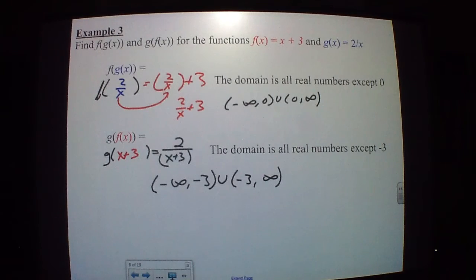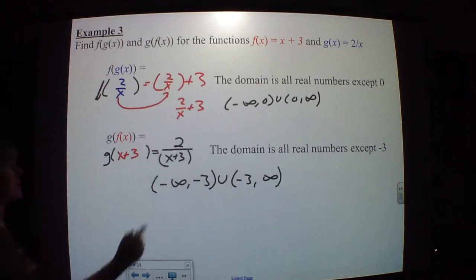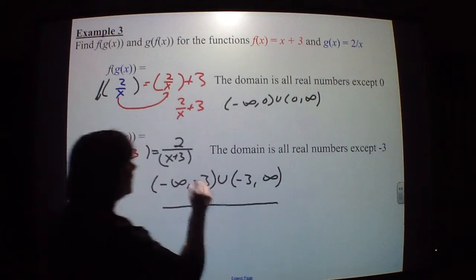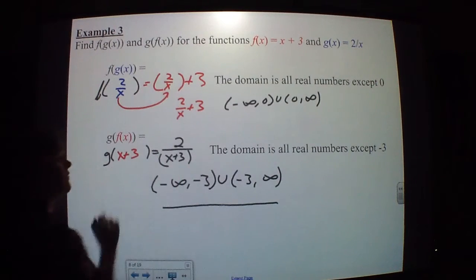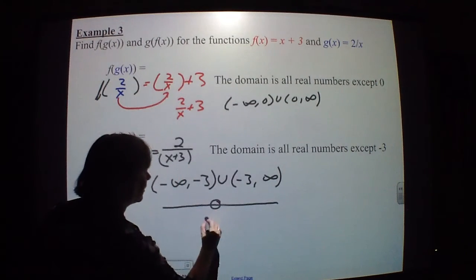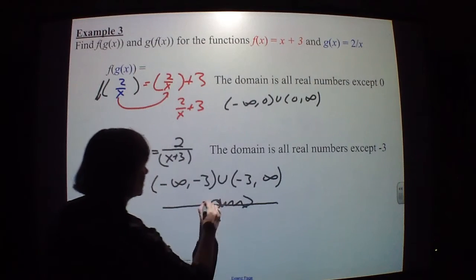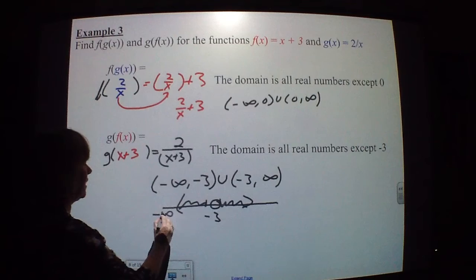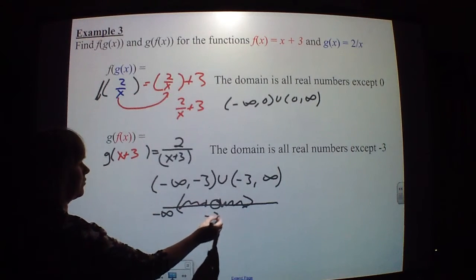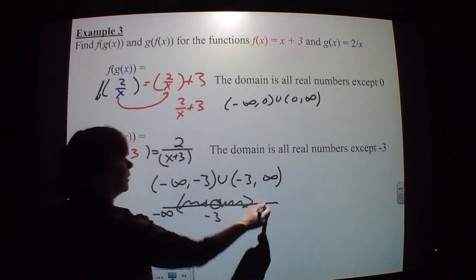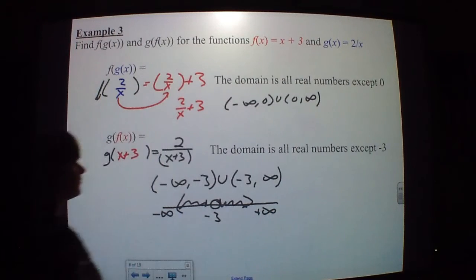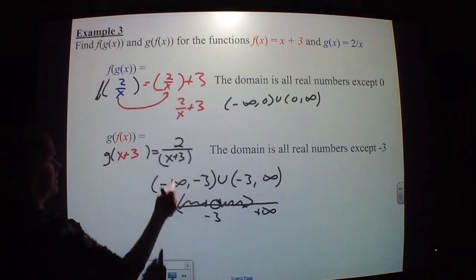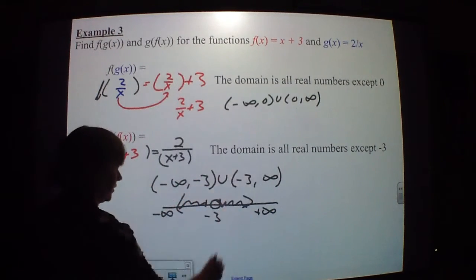And if you have trouble getting the interval notation, here's the easiest way to do it. I would think that you could graph all real numbers except negative 3. That's what it looks like. Now look at this from left to right. It goes from negative infinity, a break at negative 3, starts again at negative 3, to positive infinity. So that's how you do negative infinity, negative 3, union, negative 3 to positive infinity.